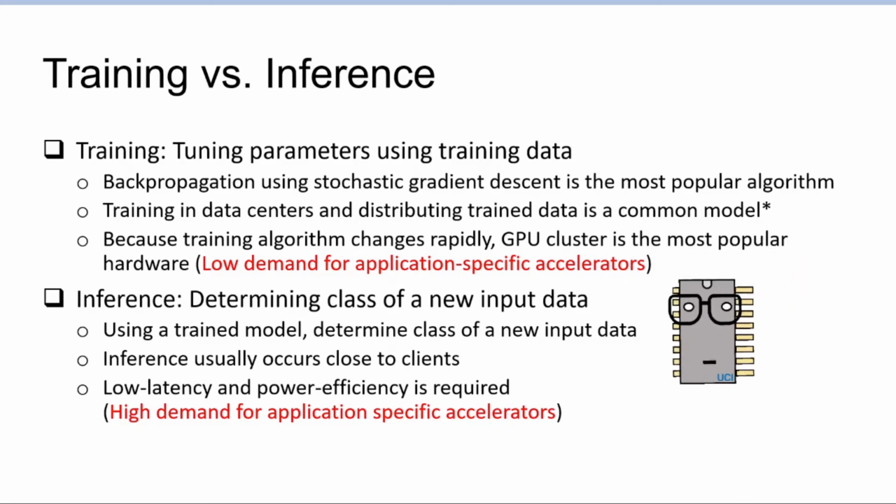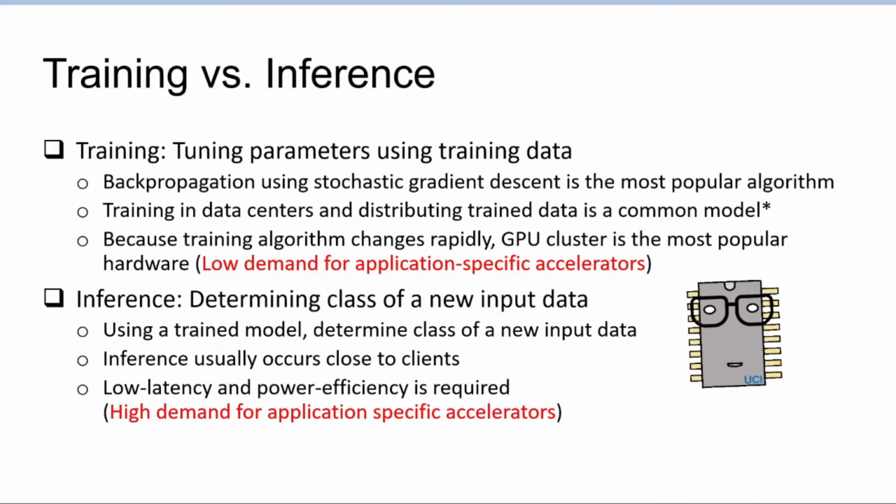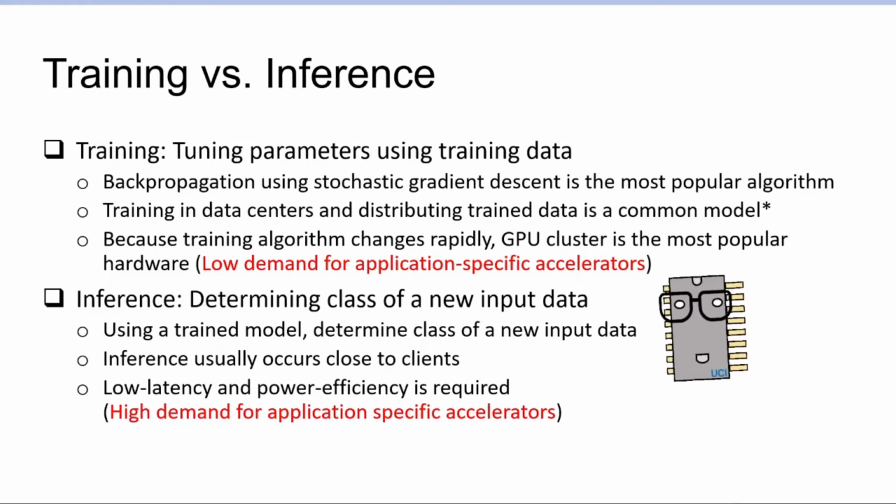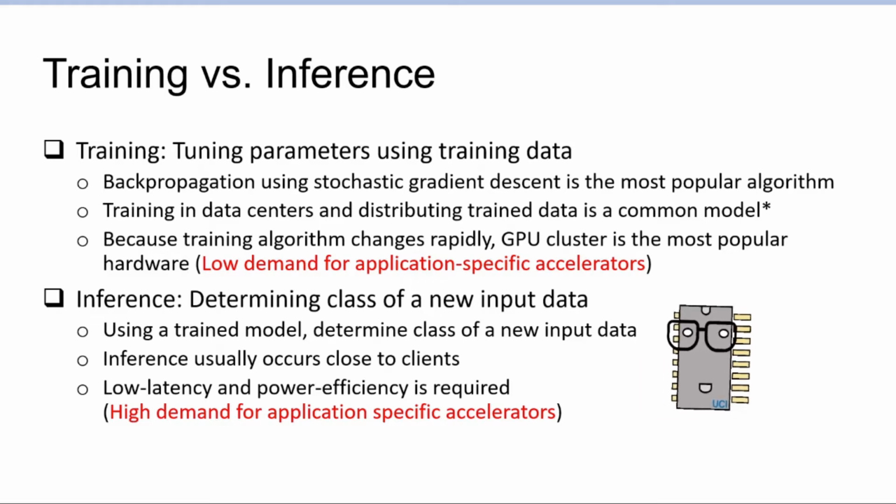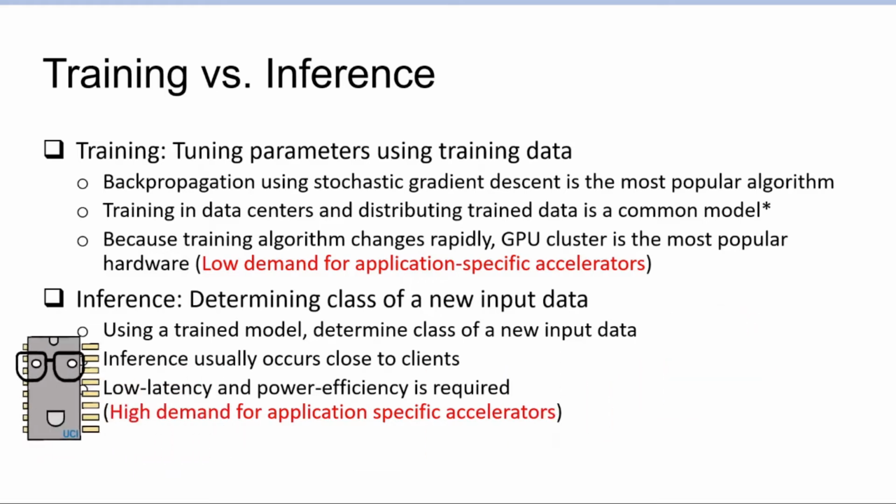The other phase in using neural networks is inference. So we have a trained model and we apply it to the actual application. If we talk about image classification, this model can be used to determine the class of new input data, a new video frame or a new photo. Of course, inference can also occur in the data center as well. If Google is using it for their search indexing, et cetera, that happens in the data center.